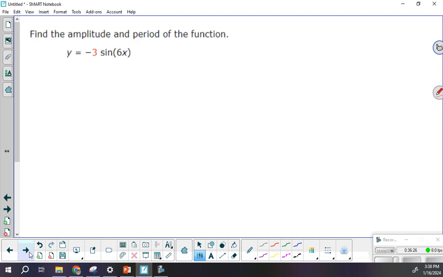Okay, this is where the fun part starts. Find the amplitude and period of the function. Again, this right here is amplitude.